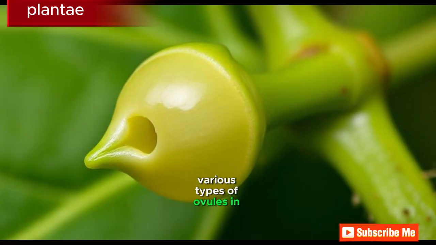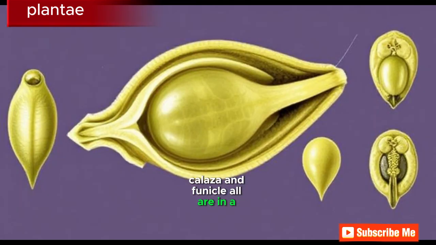Various types of ovules in angiosperms are: 1. Orthotropous or straight. The ovule is orthotropous when it is straight and upright on the placental surface. The micropyle, chalaza, and funicle all are in a straight line, as in members of Polygonaceae, Piperaceae.